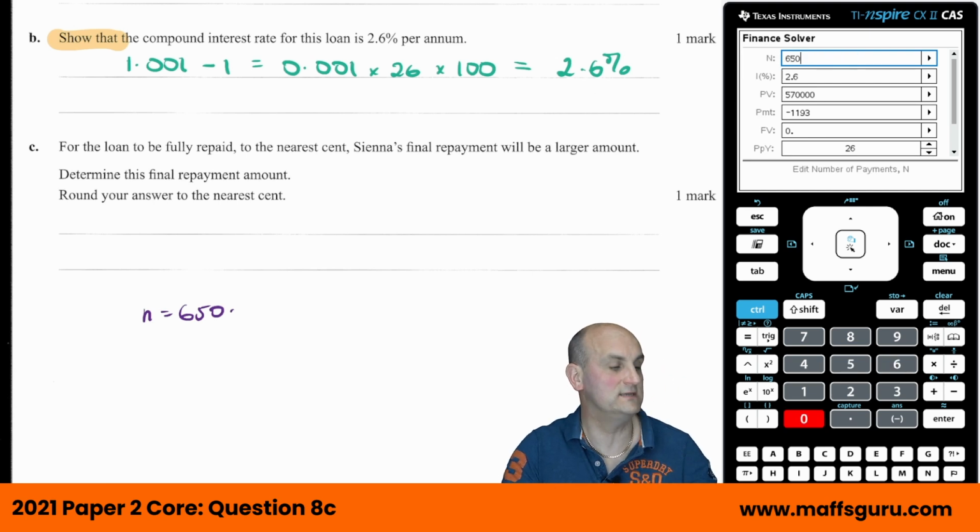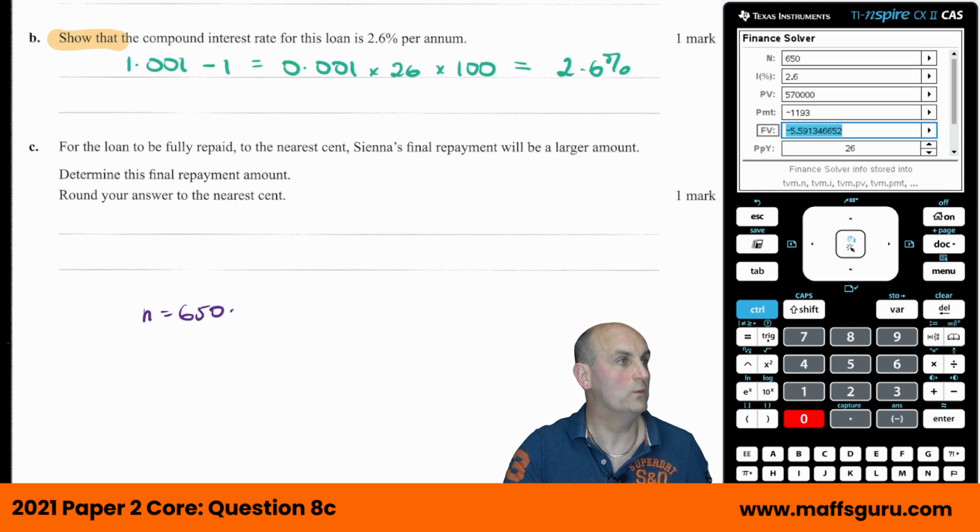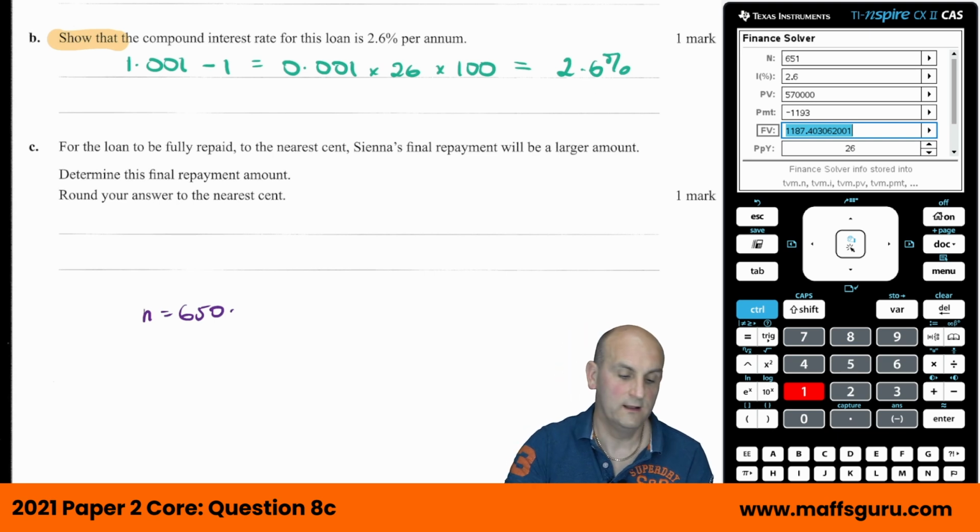So if I now change this to 650, and we do our future value, we get that she still owes $5.59. Now, again, I don't do it that way because you remember if she still owes for another fortnight, she's going to actually make a payment. So I tend to do 651, go down to the future value, gives me $1,187, all right? So that's how much she's going to overpay.